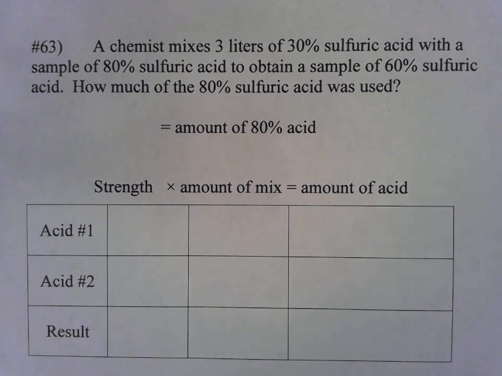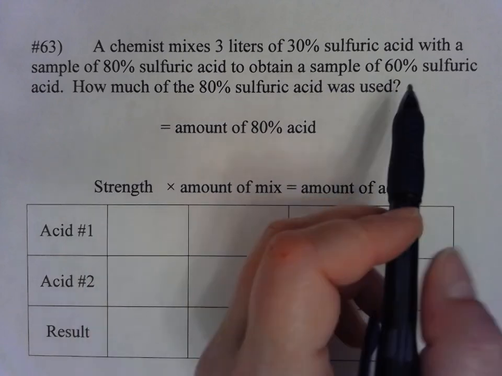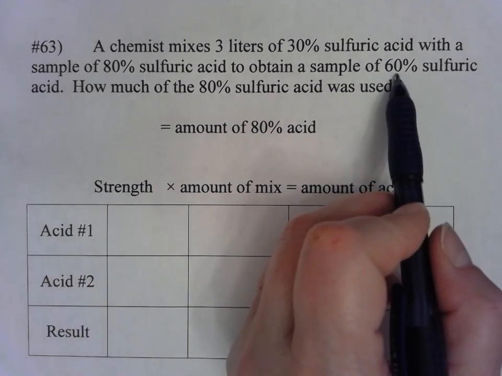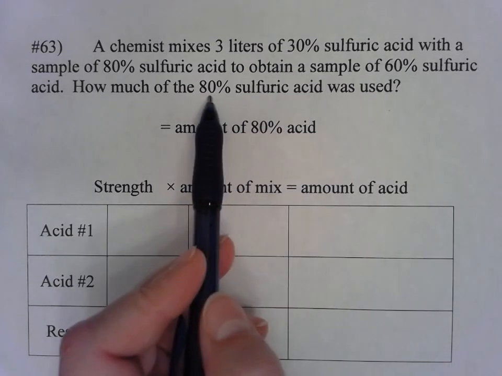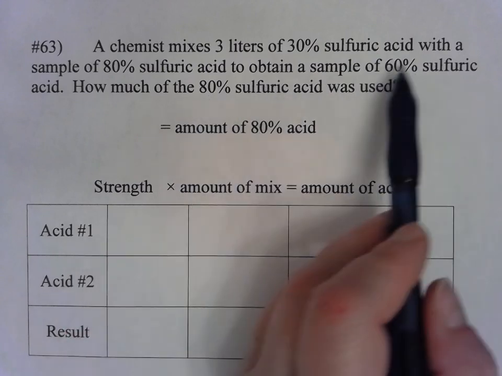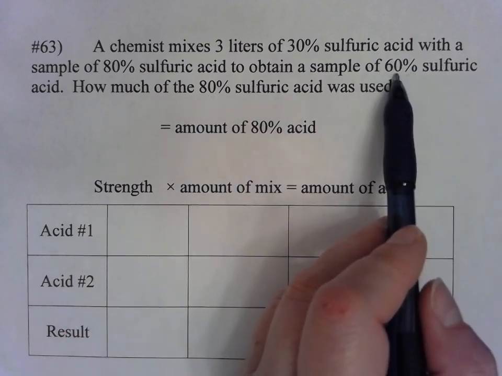Okay, so let me read this one to you. It says, a chemist mixes 33 liters of 30% sulfuric acid with a sample of 80% sulfuric acid to obtain a sample of 60% sulfuric acid. How much of the 80% sulfuric acid was used? Okay, so maybe you can picture yourself in a chemistry class. You're trying to make an acid that is 60%, right? That's like your goal. So you've got 30 and you've got 80, and you want to add them together in the correct amounts so that you can get 60%. That's sort of the strength.